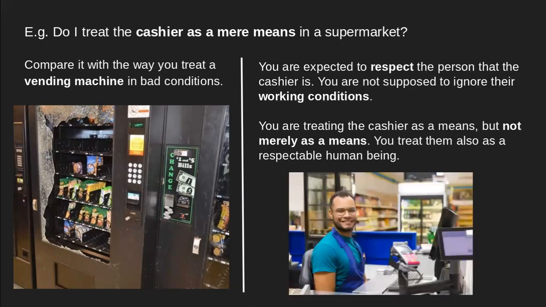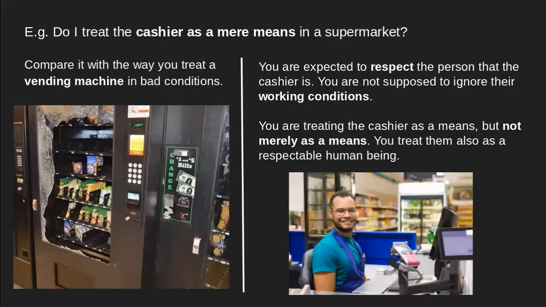And compare it with the way you treat a cashier in a supermarket or in the store that you're visiting. You're expected to respect the person that the cashier is. You're not supposed to ignore their working conditions. You're treating the cashier as a means, but not merely as a means. You're treating the cashier as a means because you want the cashier to check your items, take your credit card or your cash, maybe give you change or give you your credit card back. So you're treating them as a tool for your end, but not merely as a tool. You also respect the person that the cashier is.